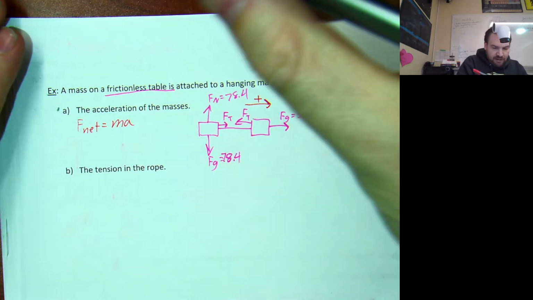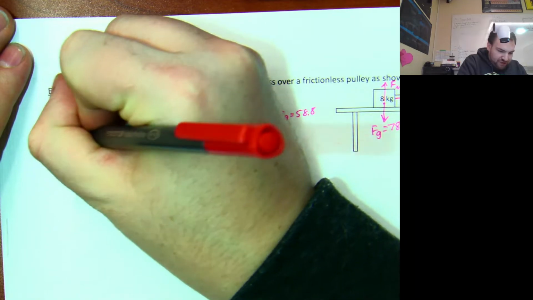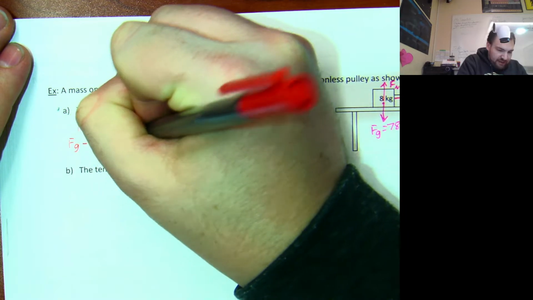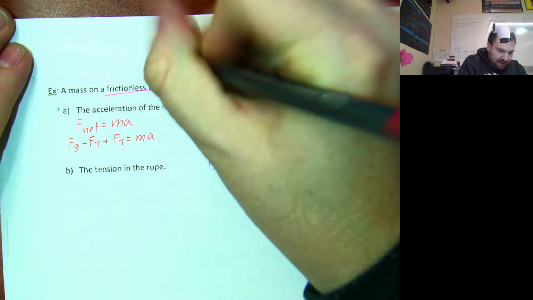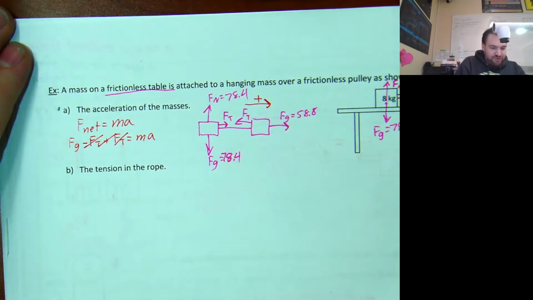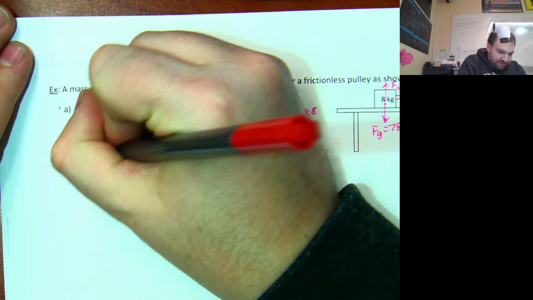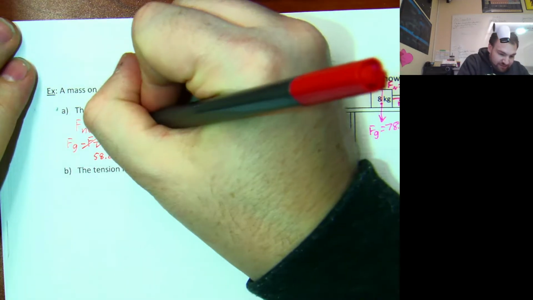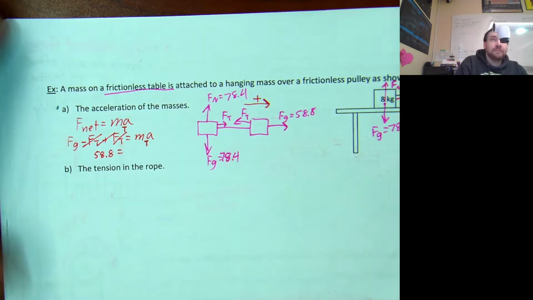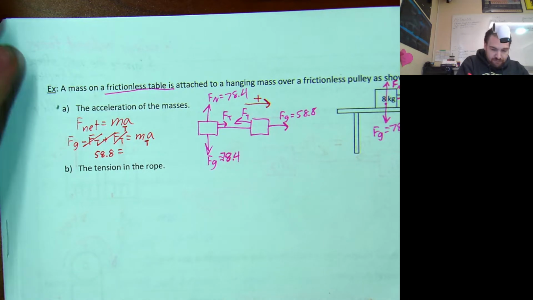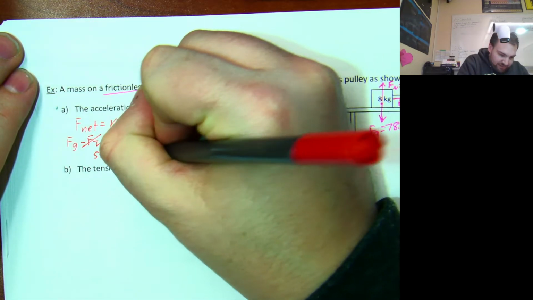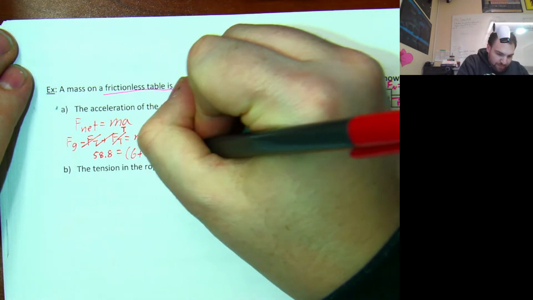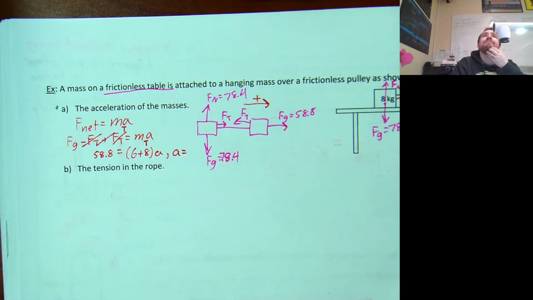We know that. So F net is going to be Fg minus Ft plus Ft equals ma. Those two tensions are going to cancel, so I'm going to get 58.8 equal to, again, this is the total mass of the system, so this is going to be 6 plus 8 times a. What's the acceleration of the system?